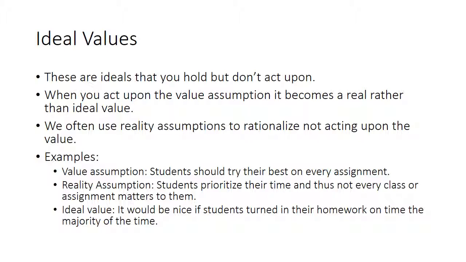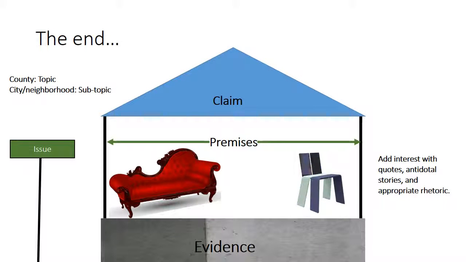Those are things we should keep in the back of our head so that we know, hey, why am I making this choice? Is it because I really want to? Or is it because I've got reality assumptions that perhaps need to be adjusted so they fit better with my value or ideal value? So here we've come to the end of our presentation about claims and premises and evidence and issues and topics and subtopics. We've talked about values, etc.